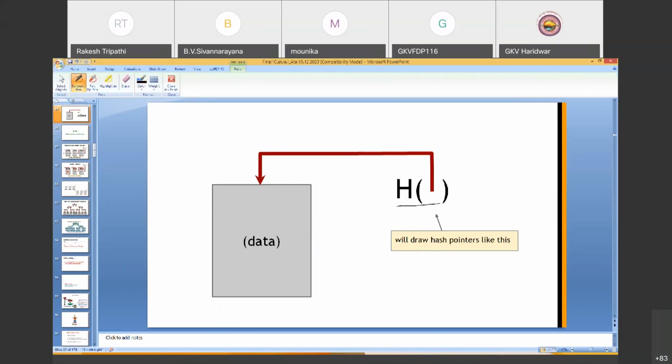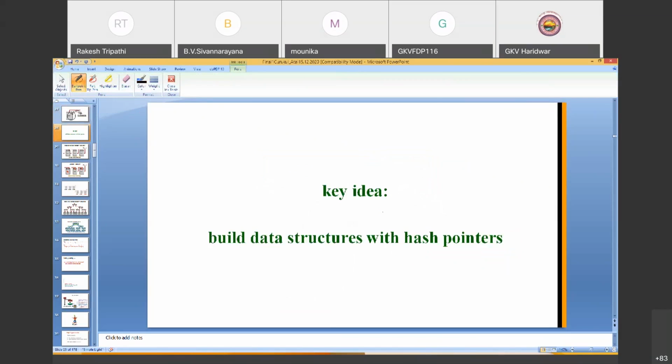So this is a hash pointer. It holds the address of this data. Apart from the address, it also holds the hash of this data, so that it can fetch a value at this location, and also check that it has not been modified. And we can build many data structures using this hash pointer.